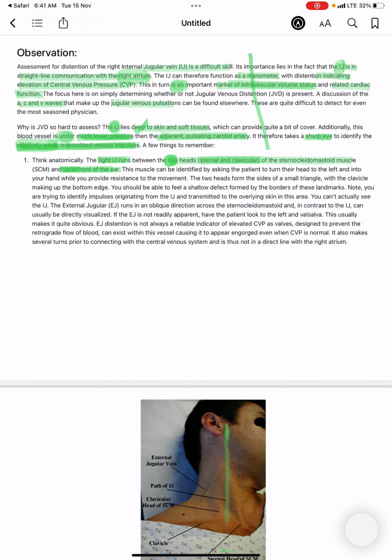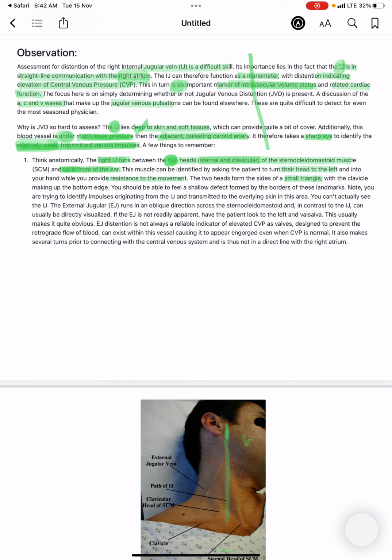This muscle can be identified by asking the patient to turn their head to the left, into your hand, while you provide resistance to the movement. These two heads form a small triangle with the clavicle making up the bottom edge.